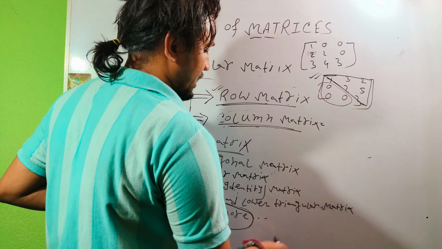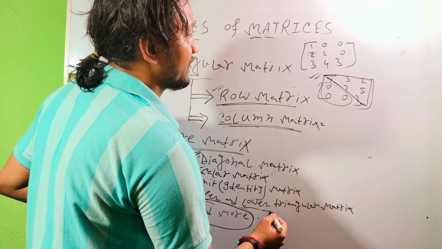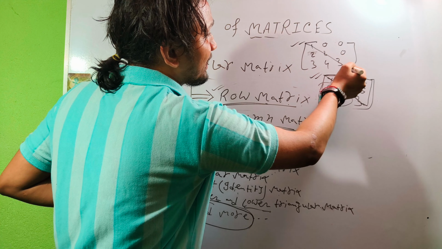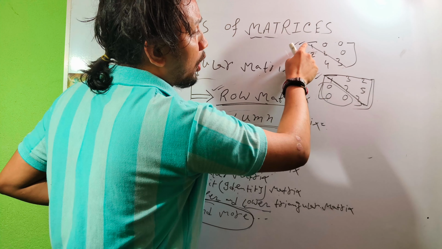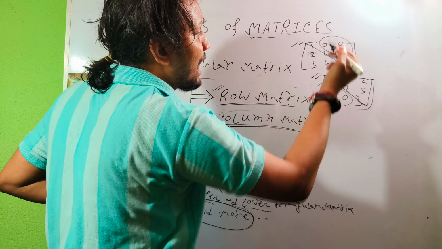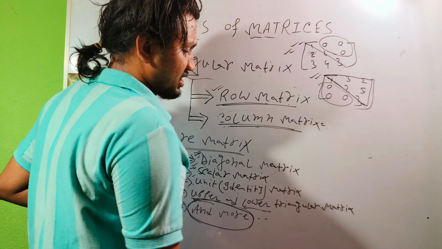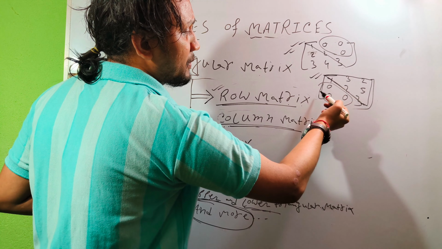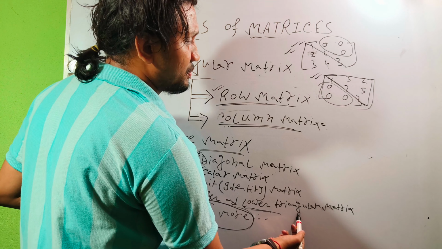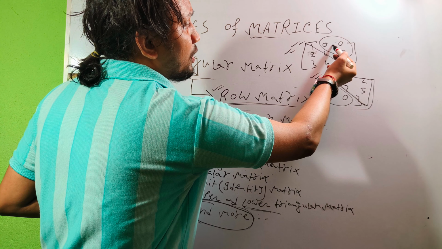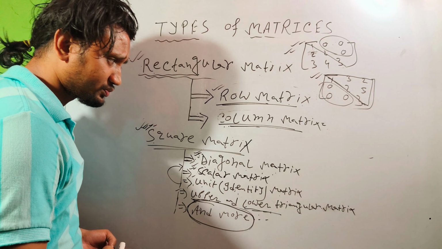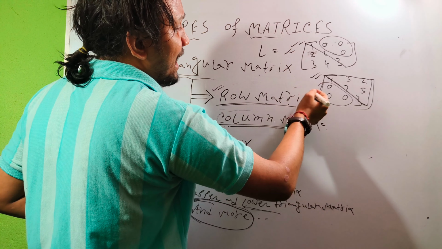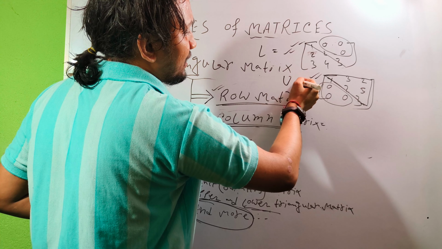Okay. On the other hand, for lower triangular matrix, we can take this example. Here we can see all the elements just above the principal diagonal are 0. So this type of matrix is called lower triangular matrix. Upper triangular matrix means all the elements below the principal diagonal are 0, and lower triangular matrix means all the elements above the principal diagonal are 0. Okay. Lower triangular matrix is sometimes denoted by capital letter M, and upper triangular is denoted by capital U.